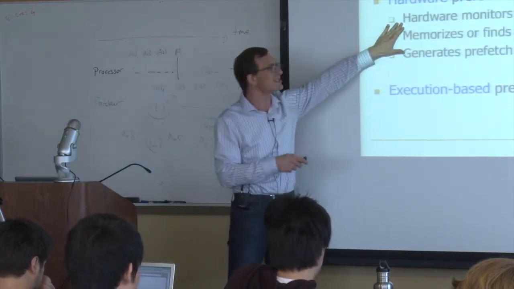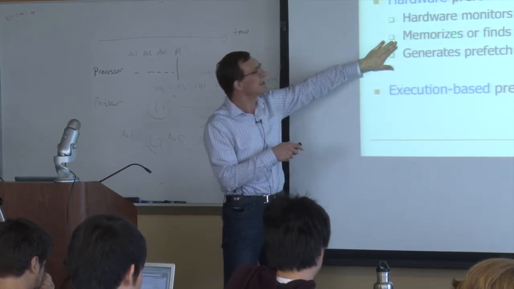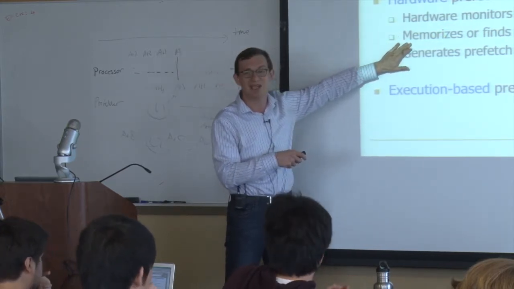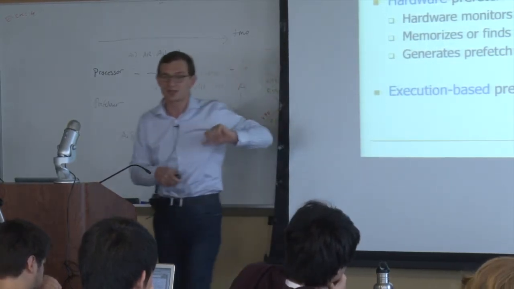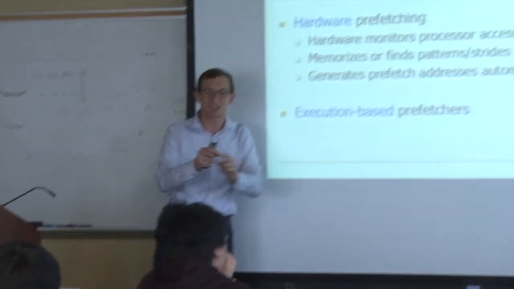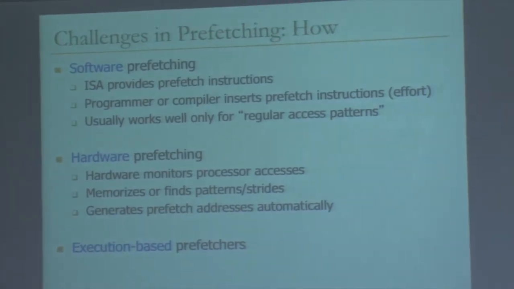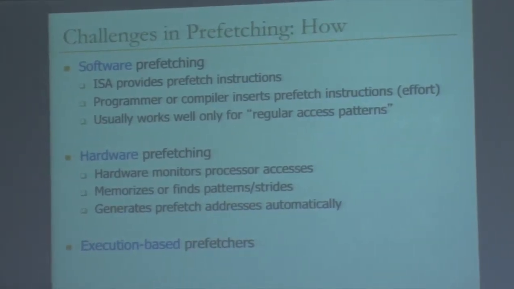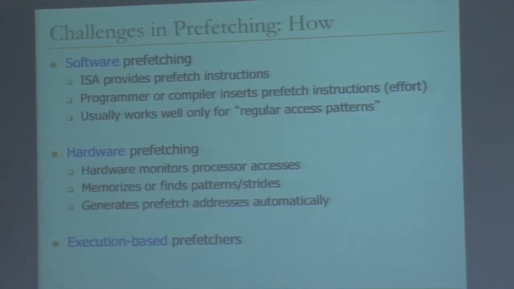Hardware prefetching methods, in this case, are more dynamic. Hardware monitors the processor accesses and somehow memorizes or finds patterns or strides and generates prefetch addresses automatically. This is more adaptive because now hardware is monitoring the access patterns as they happen in time, right? Now it can adapt its timeliness to the feedback that's happening in the processor. So we'll take a look at that.